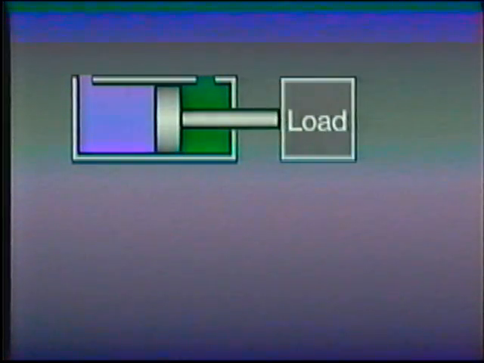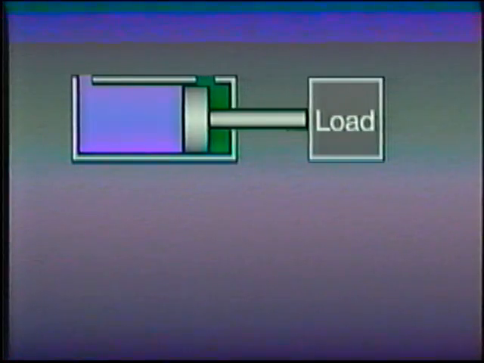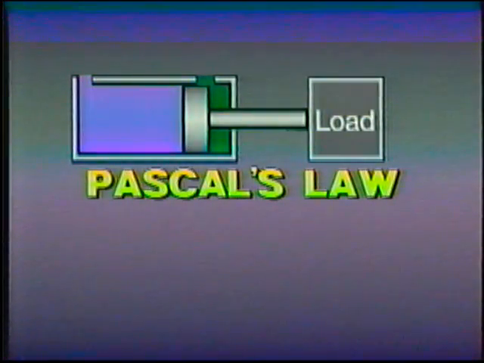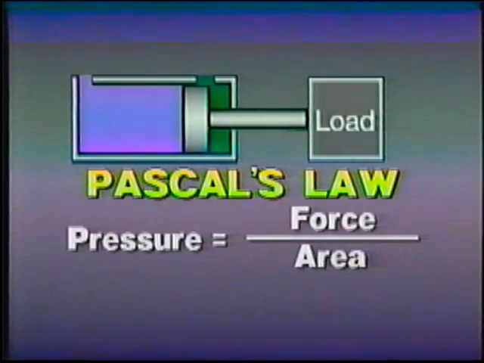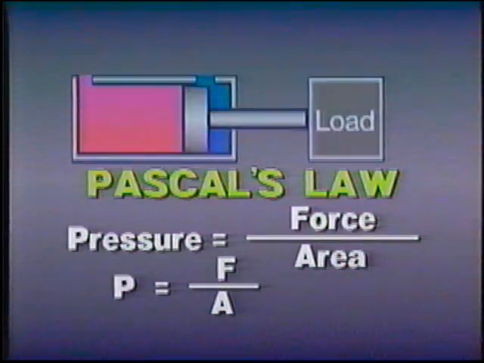We learned in an earlier lesson that when fluid pressure is applied to the piston face, it generates a mechanical force which moves the piston rod and the load in a straight line. How much pressure is required to generate the force needed to move a specific load can be calculated using Pascal's law, which states that the pressure is equal to the force divided by the area against which the pressure is applied. This is written as P equals F divided by A.